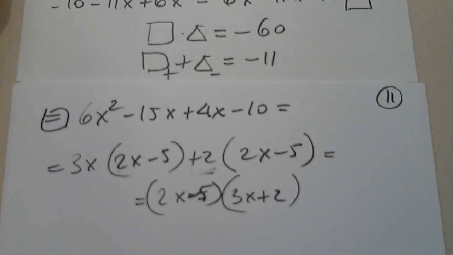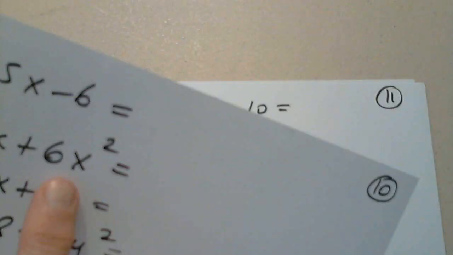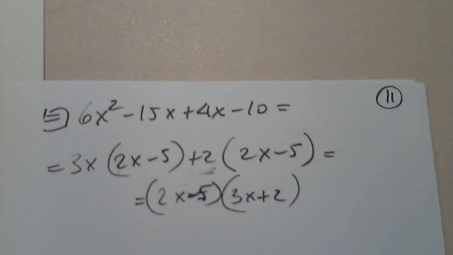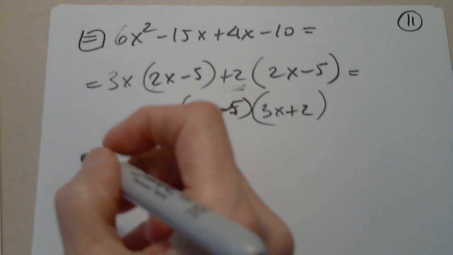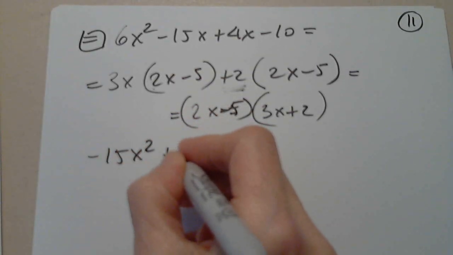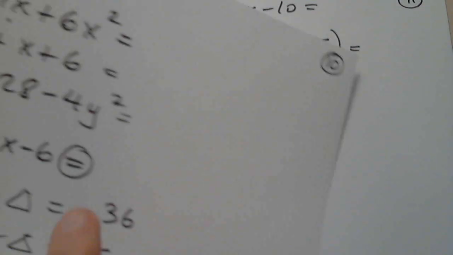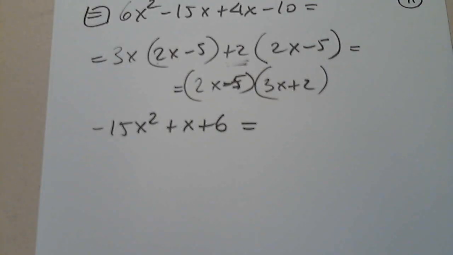Okay, we have one more here. What was this? Oh no, we have 2 more. So we have negative 15x squared plus x plus 6. And then the other one. So let's take a moment and work on this.